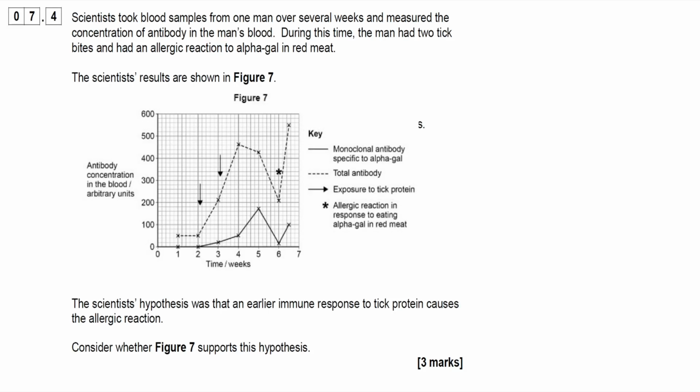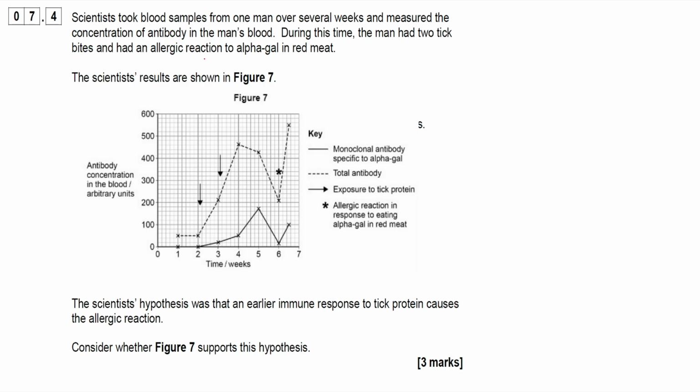The next part of the question is, scientists took blood samples from one man over several weeks and measured the concentration of antibody in the man's blood. During this time, the man had 2 tick bites and had an allergic reaction to alpha-gal in red meat. The results are shown in figure 7. The scientists' hypothesis was that an earlier immune response to tick protein causes the allergic reaction. Consider whether figure 7 supports this hypothesis.